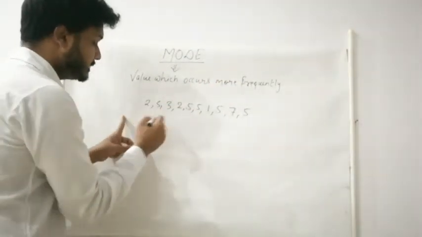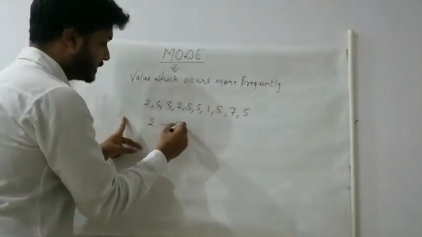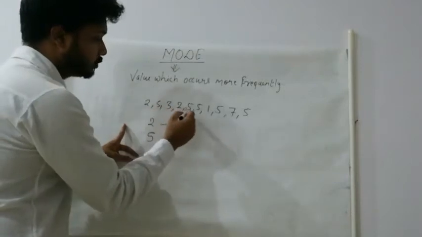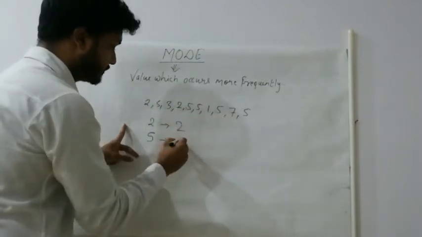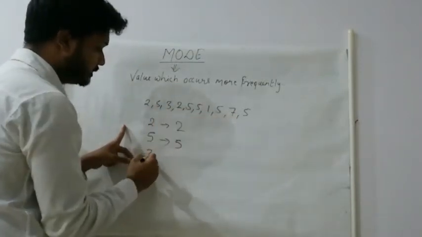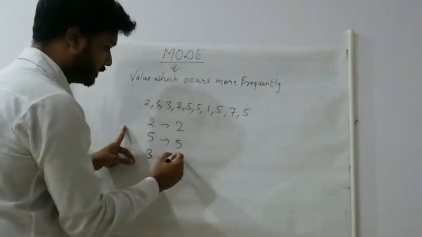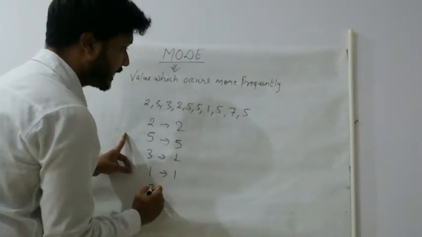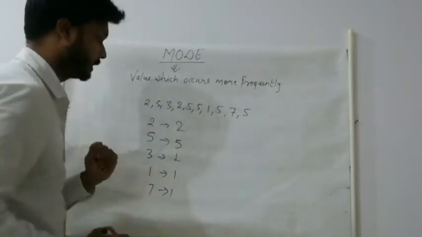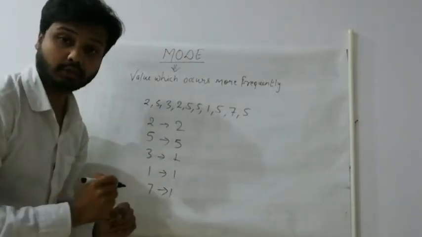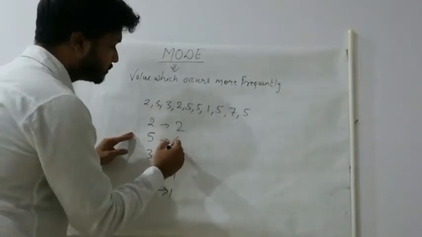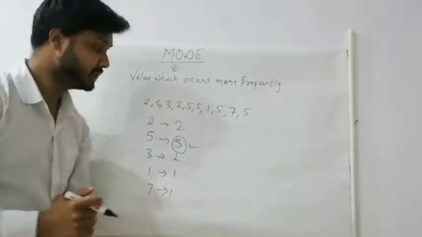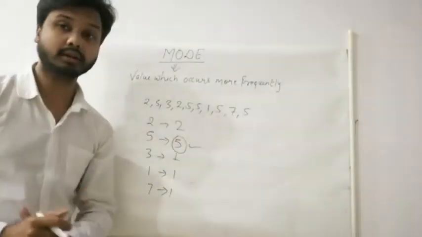See, 2 is here for 2 times, 5 is here for 1, 2, 3, 4, 5 times. Then we have 3 is here just 1 time, 1 is also 1 time, and 7 is also here 1 time. Okay, so here what we see students, that 5 is that number which is occurring more frequently or which is for maximum times. Okay, so this will be known as our mode.